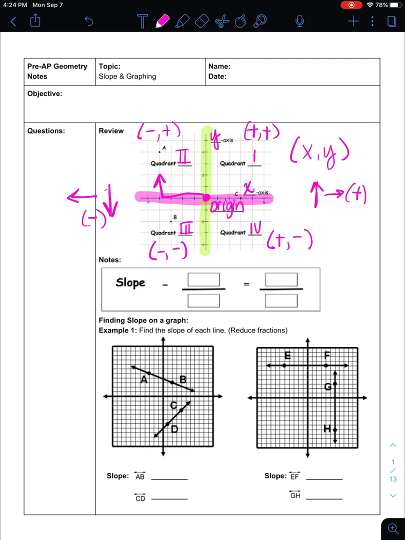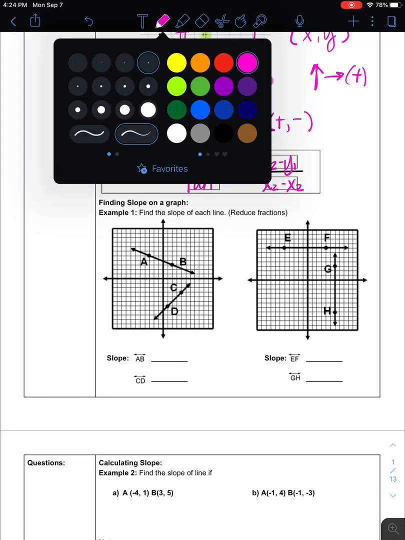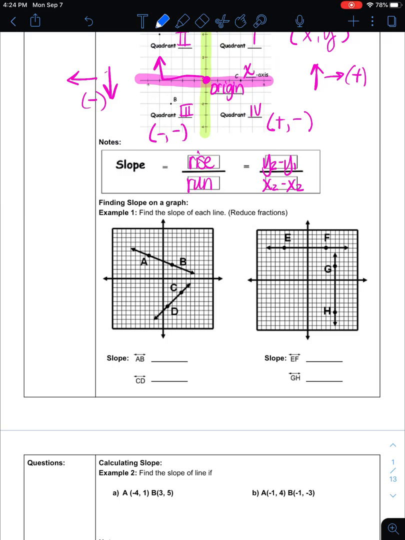Okay? So if you remember, slope is rise over run, or your change in y over your change in x. So y2 minus y1 over x2 minus x1. So if you look at the slope on these graphs, when you're looking at a graph, you want to take 2 points and you want to count. So you count your rise and you count your run.